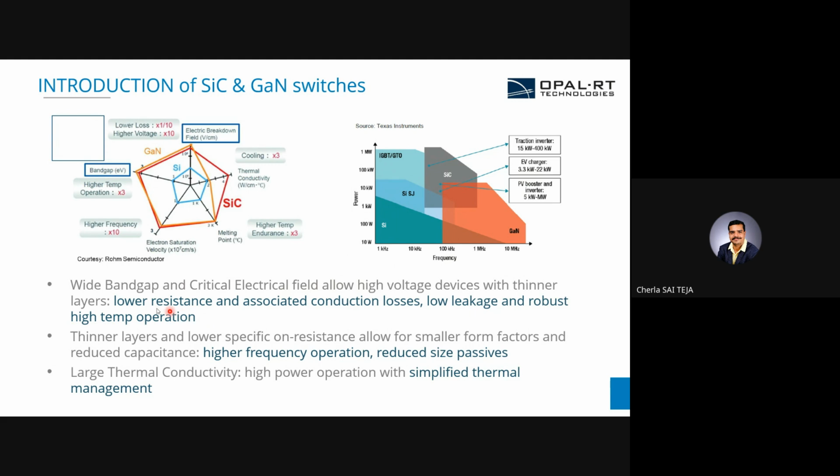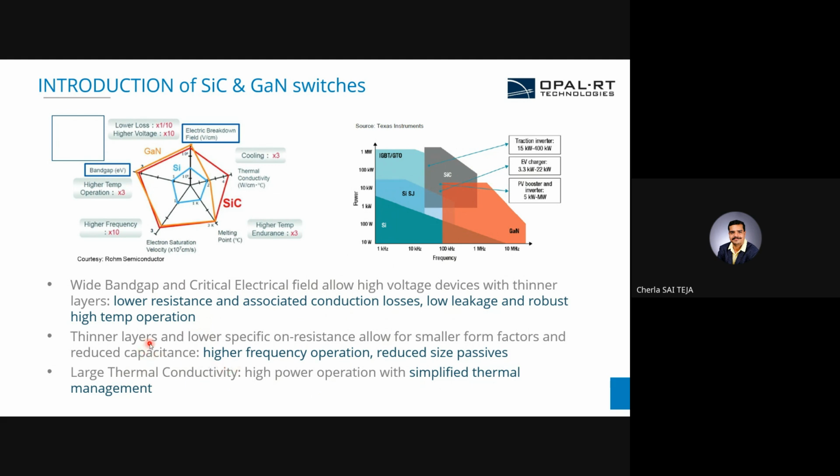These devices have a wide band gap and critical electric field that allow high voltage devices with thinner layers. So it will help in lowering the resistance and associated conduction losses, low leakage, and robust high temperature operation. And this has a large thermal conductivity. So as we can see here, silicon carbide can go for high power operation with simplified thermal management because it has a large thermal conductivity.